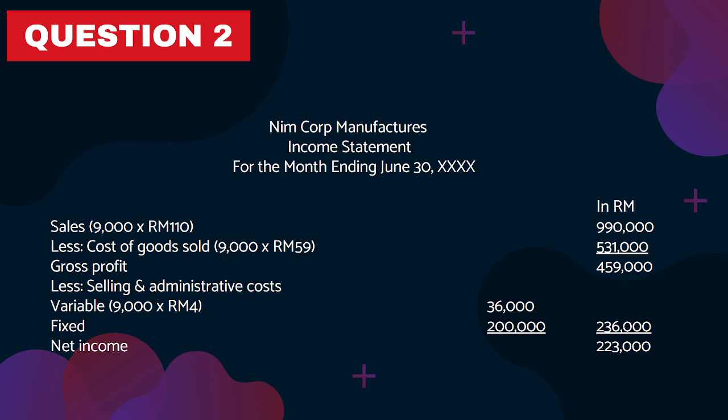To calculate our net income, we need to subtract the overhead of both fixed and variable, which totals up to 236,000 ringgit, and therefore 459,000 subtract 236,000, and our net income is 223,000.